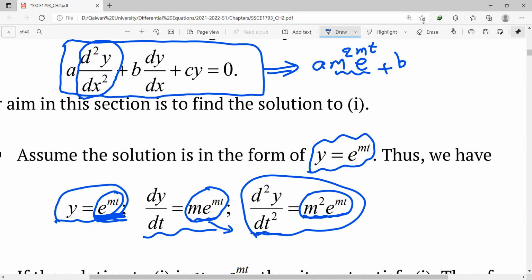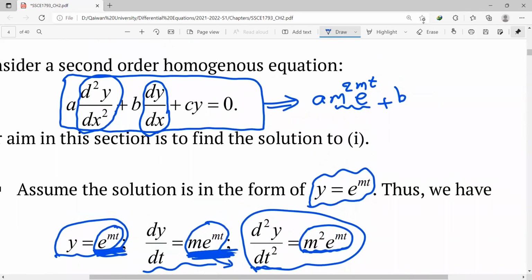Here a, b and c are constants or coefficients. They are constants. Here we just replace dy by dx by its function. So dy by dx is m e to the power mt. b is a constant. This is only deriving the general form. Okay. Here we derive the general form. You don't need to do this derivation during solving examples. You just need to write down the general form.